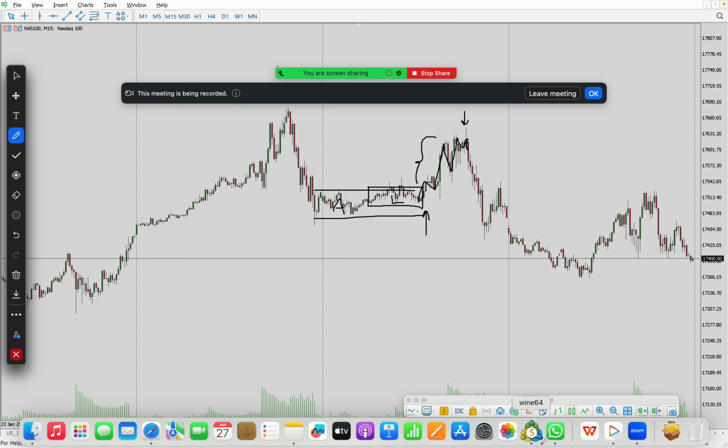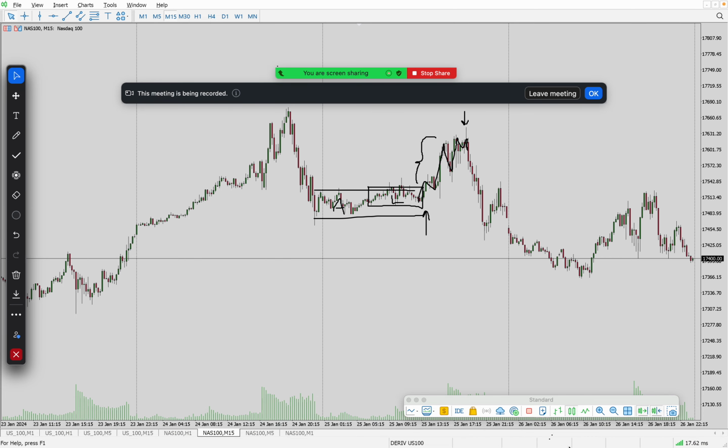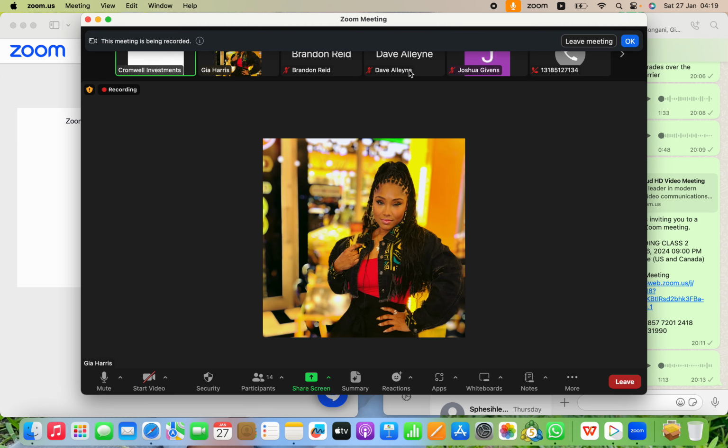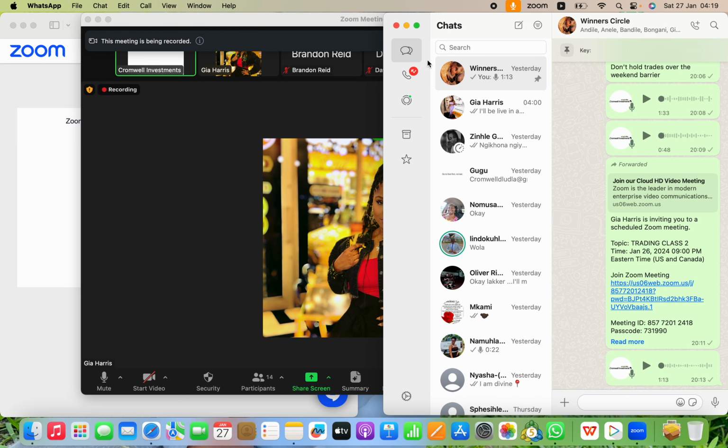I don't know, I posted this on my WhatsApp. Let me check. I don't think I'll be able to do that with the annotations in. Yeah. Jeez, man.